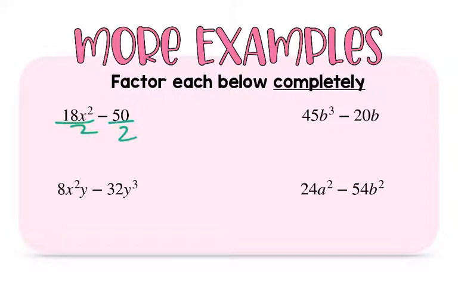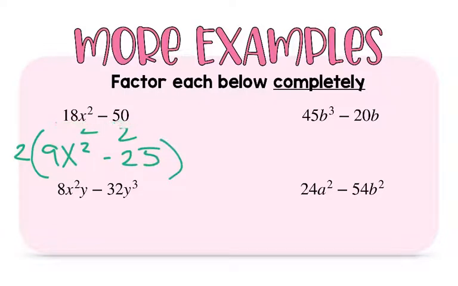And when I take out the GCF, I would get 9x squared minus 25. Okay, now let's take the square root of both of these. So take the square root of 9x squared: the square root of 9 is 3, the square root of x squared you just get x, and the square root of 25 is 5.